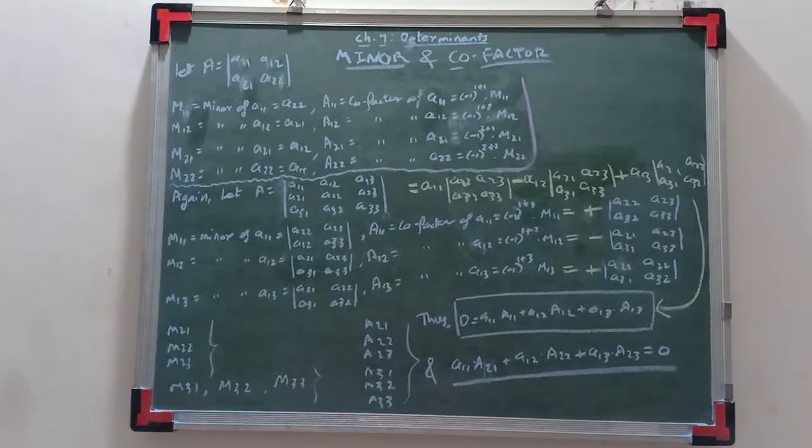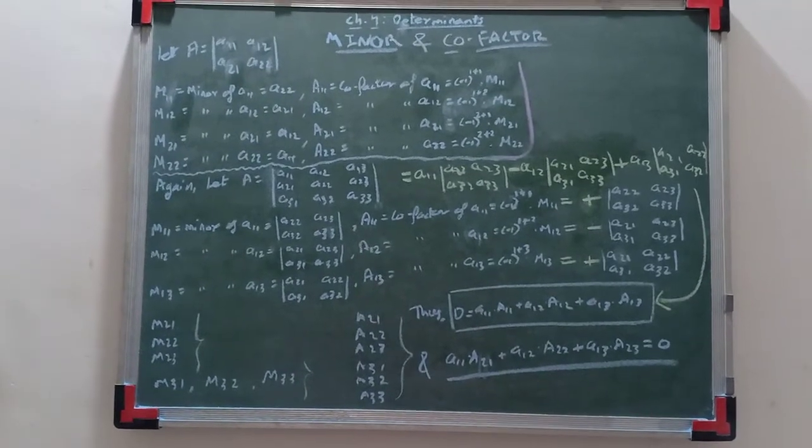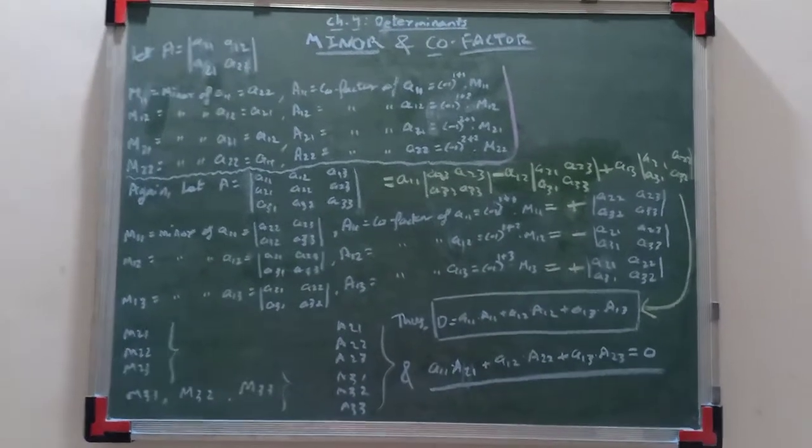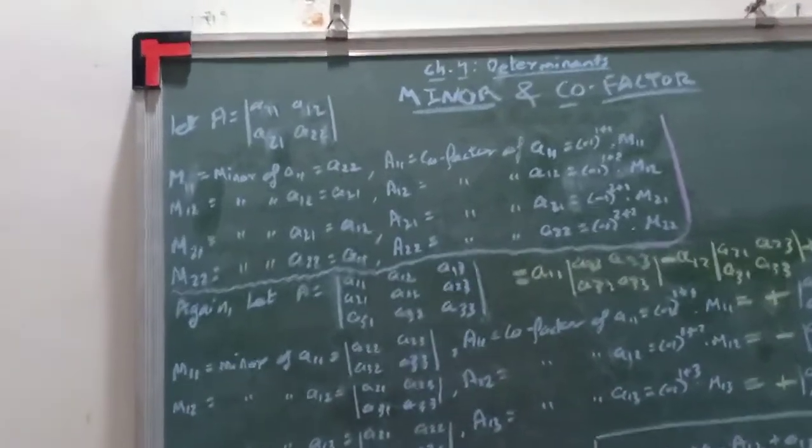Chapter 4: Determinants. Minor and cofactor of a 2 cross 2 matrix or determinant, and a 3 cross 3 determinant. So first of all, we will understand minor and cofactor of a 2 cross 2 matrix.